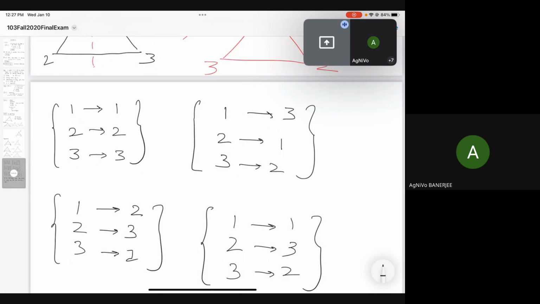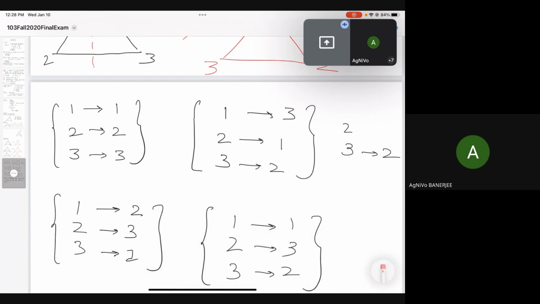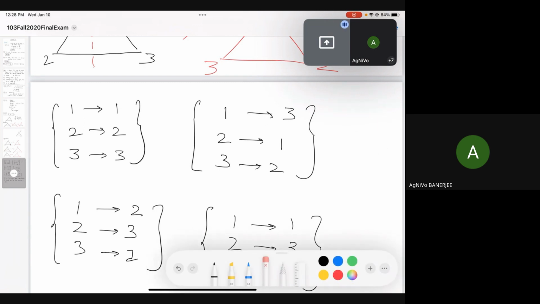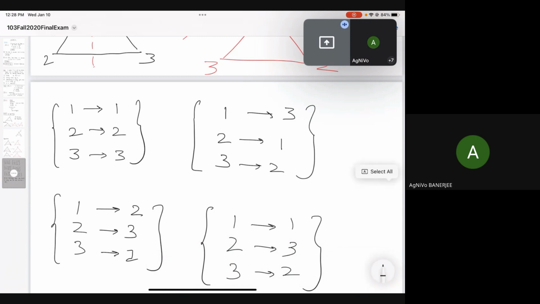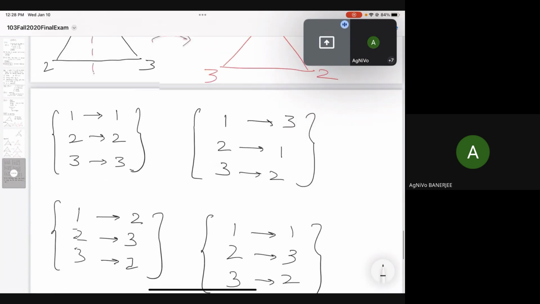By one-to-one, I mean that if you look at any one of these maps, no two different elements go to the same element. In other words, I don't have something like this, where I'm sending both of these to 3 and then this to 2. Each element is going to a different element. And by onto or surjective, I just mean that every element is covered. So 1, 2, 3, they all come from somewhere. I'm not missing any element, and all of them are going to different things.